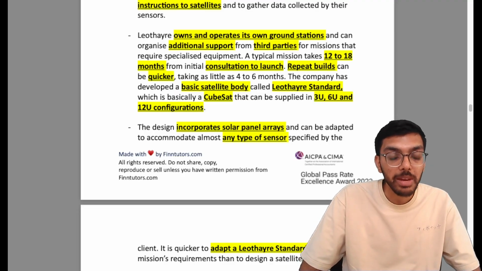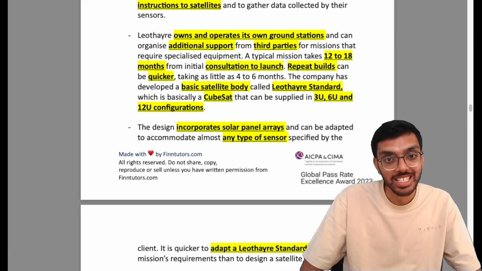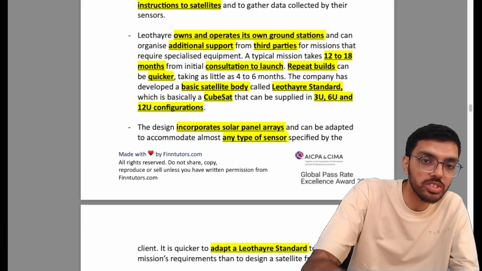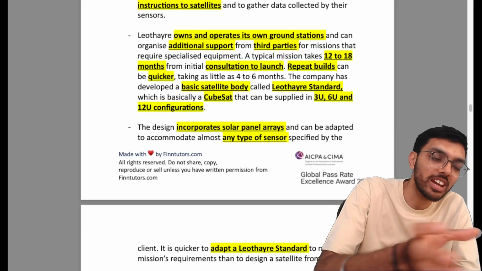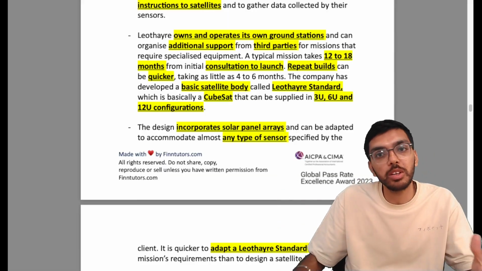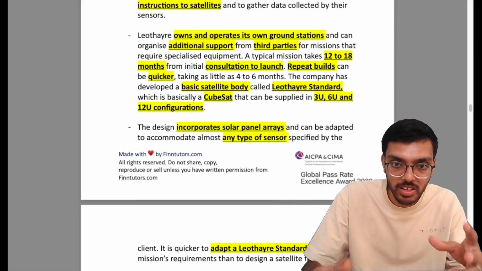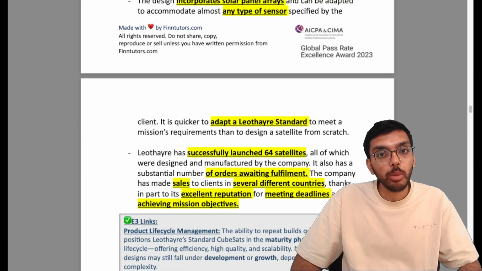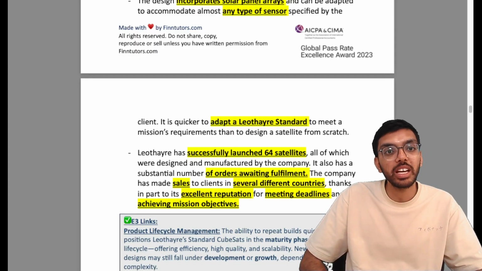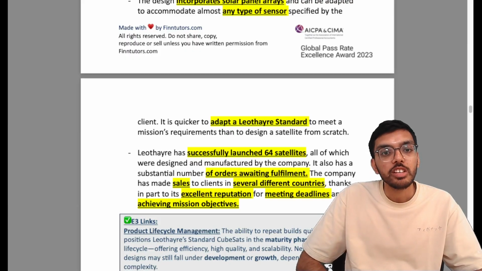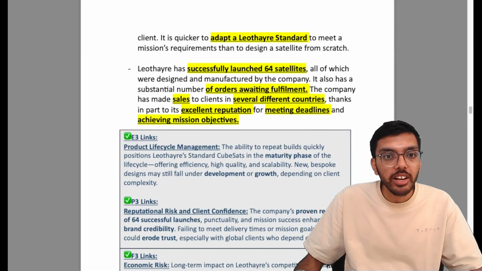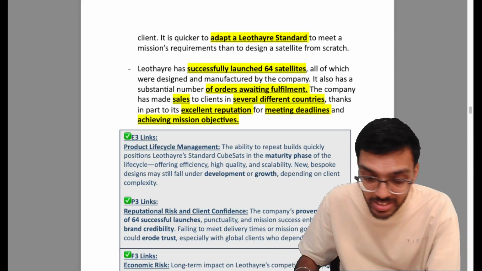The company has built a basic satellite body called Leothayre Standard, which is basically a CubeSat that can be applied in 3U, 6U and 12U configuration. So we have a standard body, and then based on that body you can make adjustments based on the client's needs. The design incorporates solar panel arrays and can be adapted to accommodate almost any type of sensor specified by the client. It is quicker to adapt a Leothayre standard to meet a mission's requirement than to design a satellite from scratch.